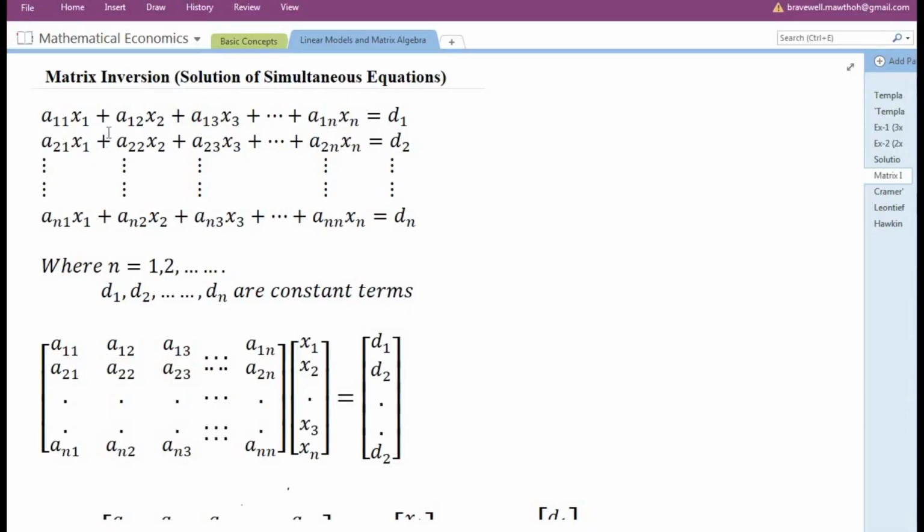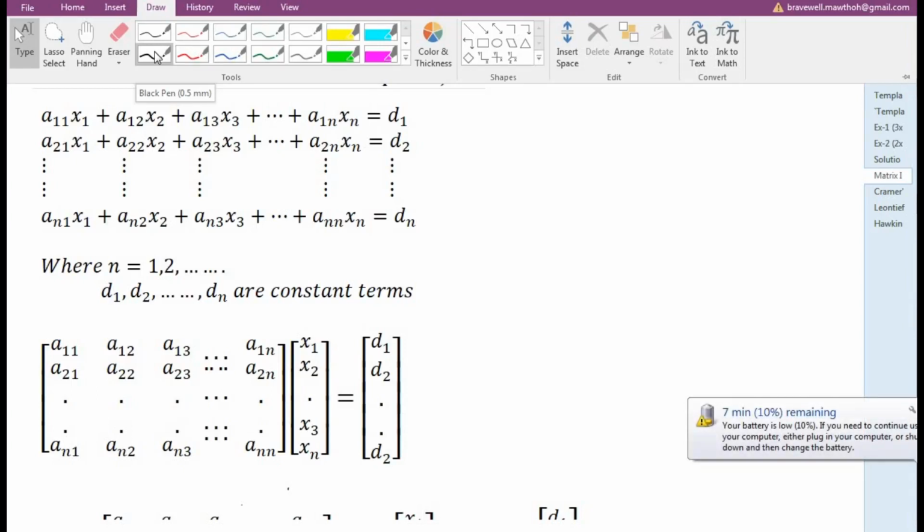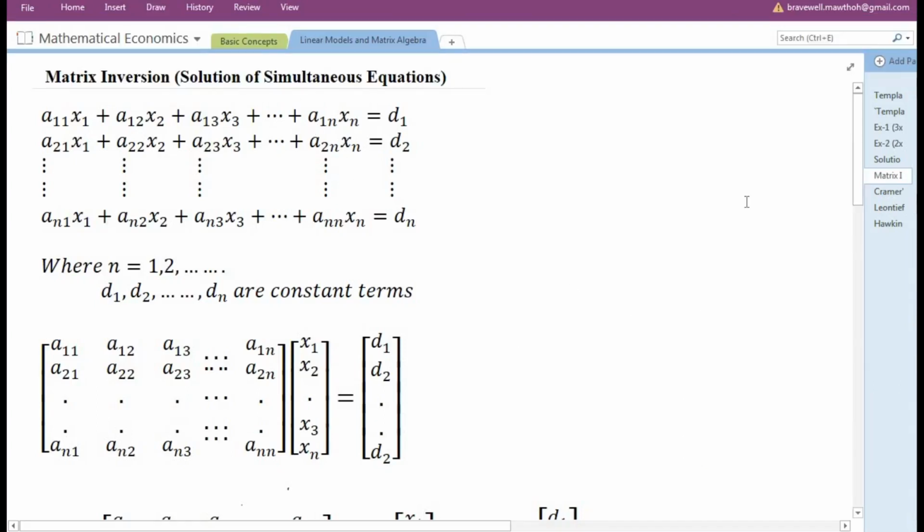In this video, we're going to solve the system of simultaneous equations by matrix inversion. Now we have already discussed what a simultaneous equation is. A simultaneous equation is a set of a finite number of equations for which common solutions are sought. Now let us derive the formula for matrix inversion.